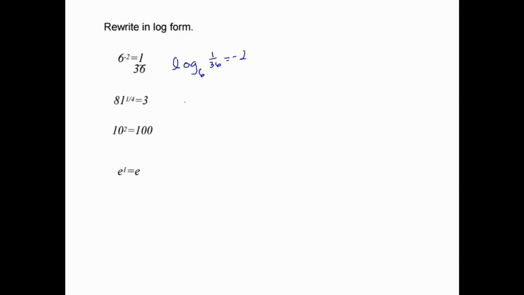So let's do it again. Log, this is going to be my base, so 81. 3 is going to jump inside, so log base 81 of 3 equals 1/4.